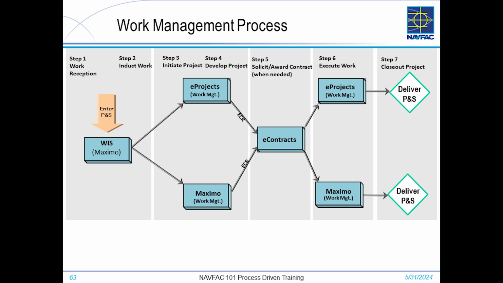Here we deliver the product and service to our customer. This also can include some closeout functions, including financial closeout, as well as contract closeout. So essentially, every work order here at NAFAC goes through these key 7 steps, all the way from a MILCON project down to there's a leaky faucet in the bathroom and a work order is created for that service call.